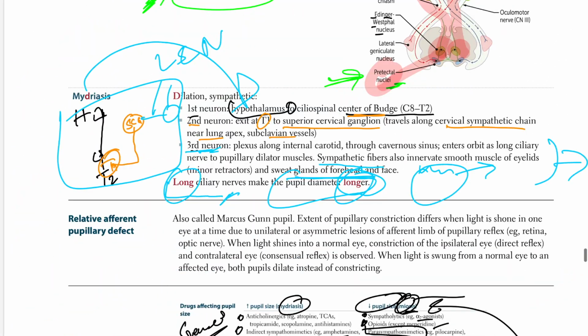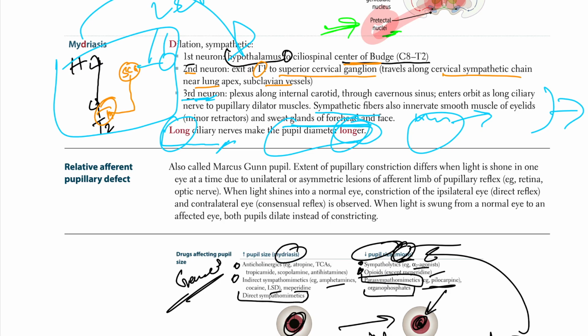Now the defect of this is called the relative afferent pupillary defect, which is also known as Marcus Gunn pupil. Here what we have is extent. Let's just read this first. Extent of pupillary constriction differs when the light is shone in one eye at a time due to unilateral or asymmetric lesion of the afferent limb of the pupillary reflex. Example, retina, optic nerve. I'll talk about this, but here let's just read the whole thing first.